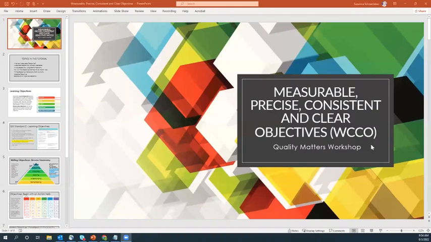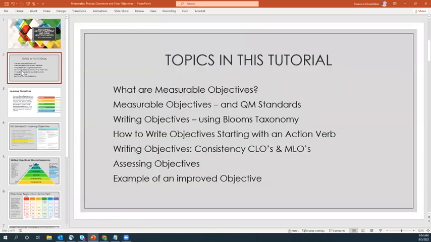In this brief presentation, I'm going to be going over the Quality Matters workshop that I attended, which was for measurable, precise, consistent, and clear learning objectives. In this brief tutorial, I'll go over what measurable objectives are, how they relate to Quality Matters standards, using Bloom's taxonomy to write objectives, how to write objectives starting with an action verb, the consistency we want between course level and module outcomes, how we assess objectives, and an example of an improved objective.